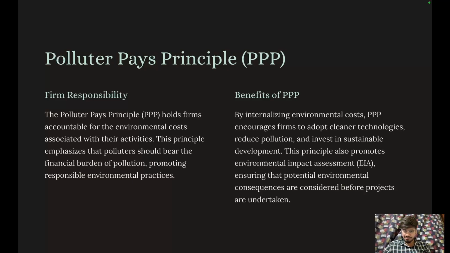The benefit of the polluter pays principle is that by internalizing environmental costs, it encourages firms to adopt cleaner technologies, reduce pollution, and invest in sustainable development. This also promotes environmental impact assessment, which ensures potential environmental consequences are considered before projects are undertaken.